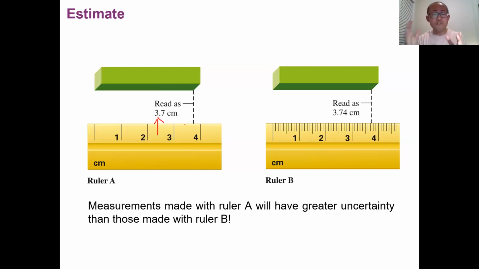So how far between 3 and 4? It comes to our estimation now, because we don't know. We can only mentally divide the distance between 3 and 4 by 10, and then we can estimate the length of the stock is around 0.7. So the 0.7, the last digit 7 here, is the estimate.